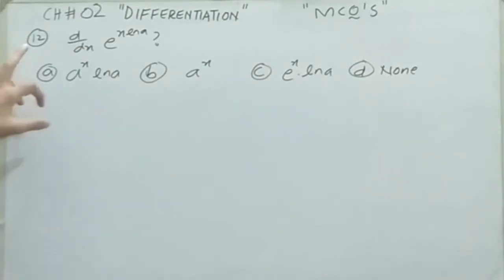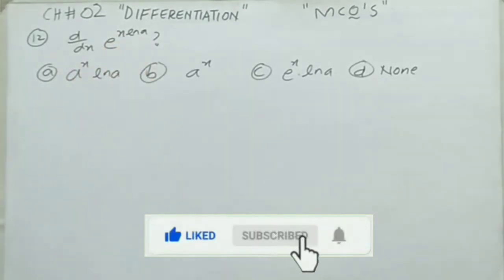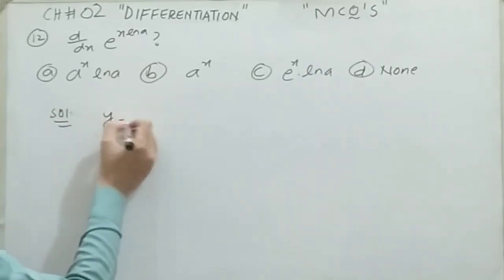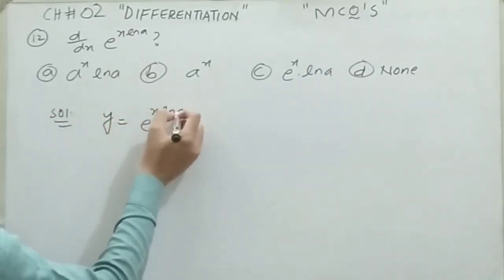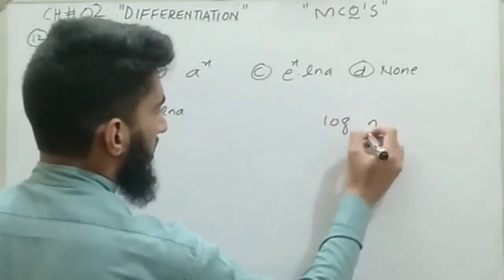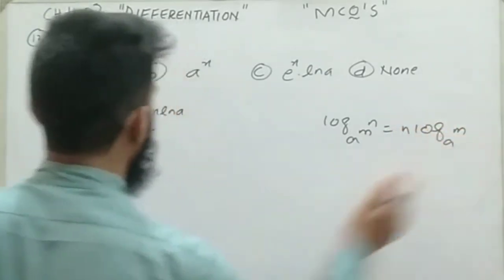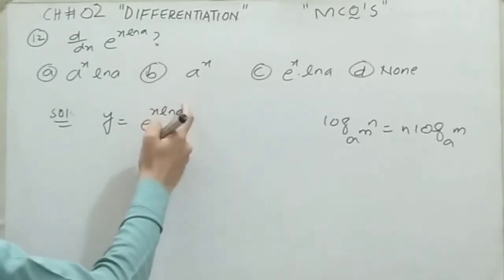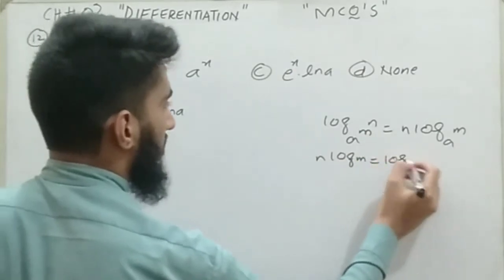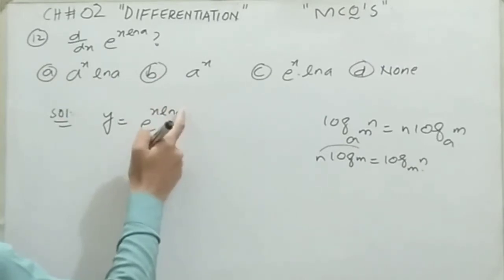Now move toward MCQ number 12. This is the most important MCQ for exams. It tells that d by dx of e raised to the power x ln of a will be. So move towards the solution. Let's suppose this is equal to a function y, which is equal to e raised to the power x ln of a. Again using the logarithmic formula, n log of m to the base a is equal to log of m to the power n. This n will move to the power in the result. So this x will move to the power of a.